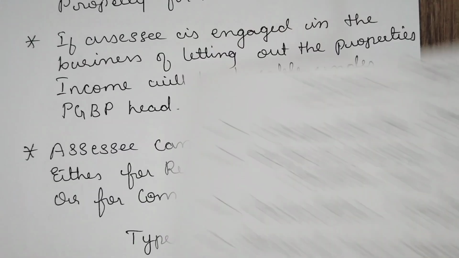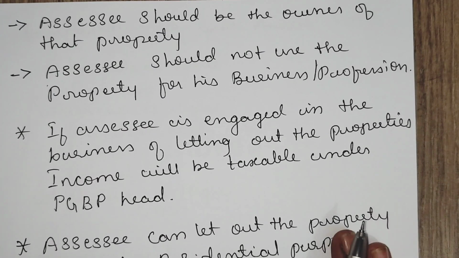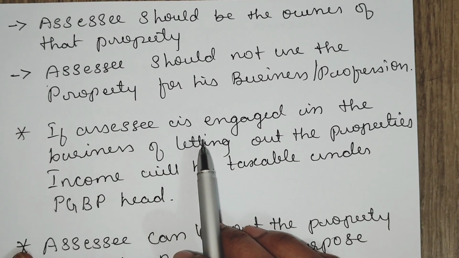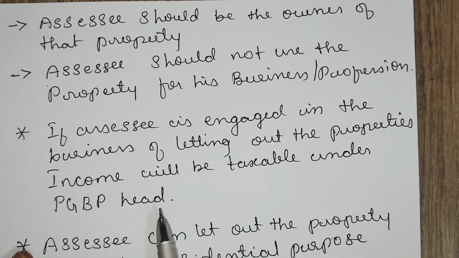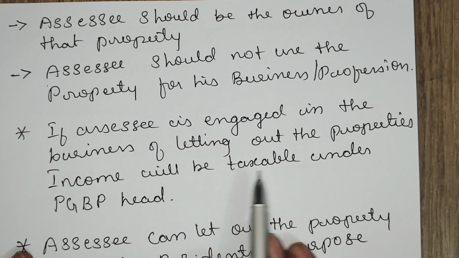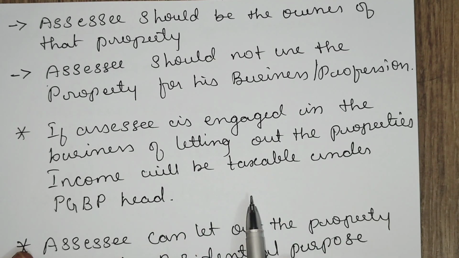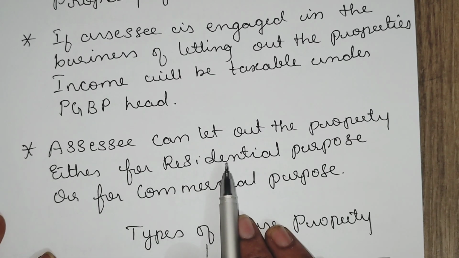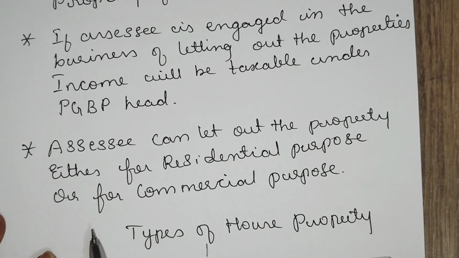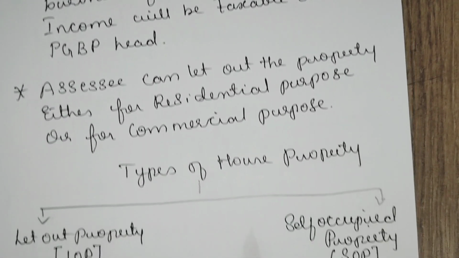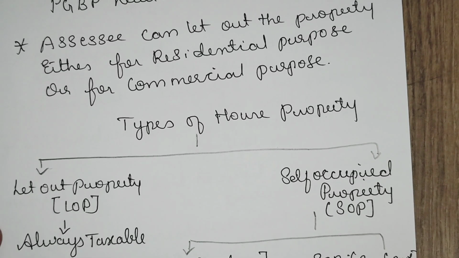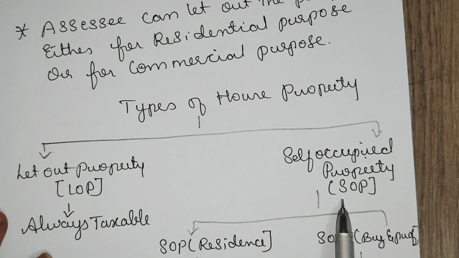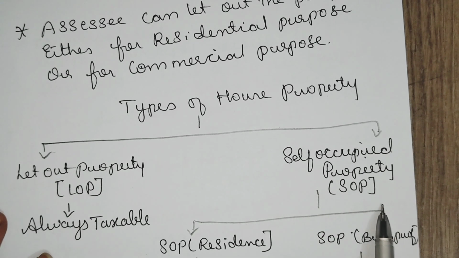Then the assessee should be the owner of that property. The assessee should not use the property for his business or profession. If the assessee is engaged in the business of letting out the property, income will be taxable under the head PGBP. The assessee can let out the property either for residential purpose or for commercial purpose. The types of house property will be divided into two: let out property and self-occupied property. They are called LOP and SOP.